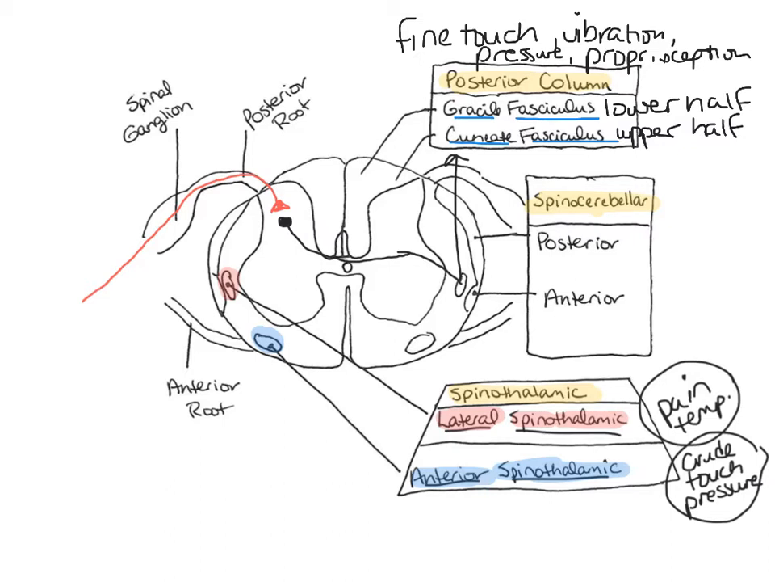Okay, then we have the spinocerebellar. The name here again is kind of descriptive. It's sending sensory information from the spine into the cerebellum. Now, this is the information that's going to be carried. You know what the cerebellum does? It helps to adjust your motion, smooth out your motion. So this is going to be receiving information from muscles, from tendons, and it's going to be sending information about joint position.